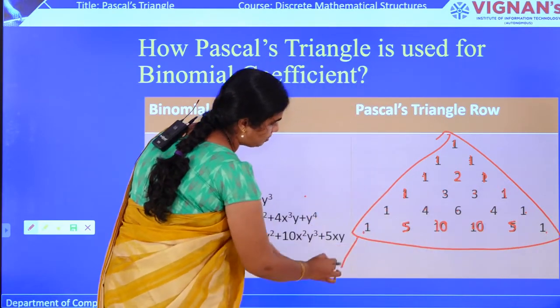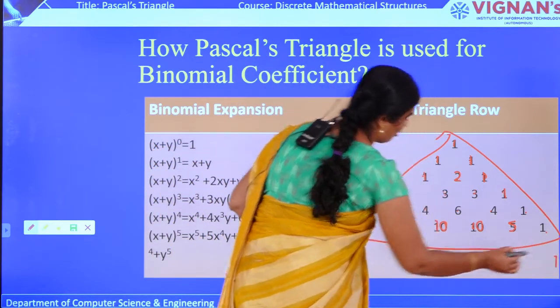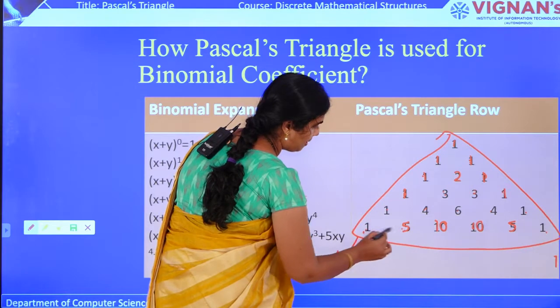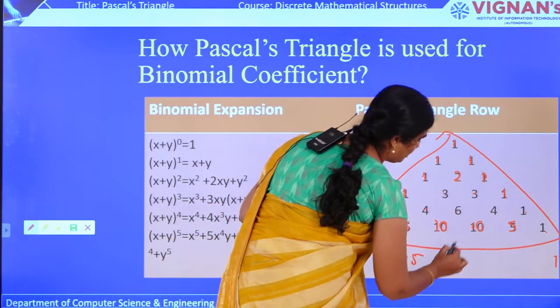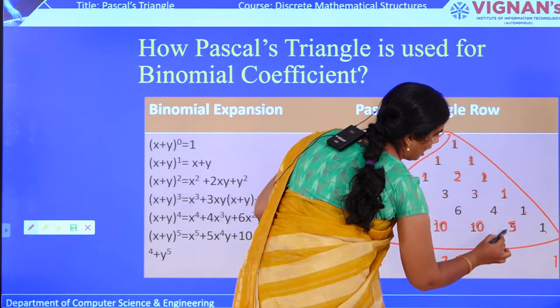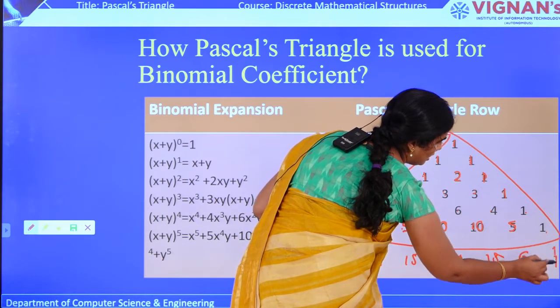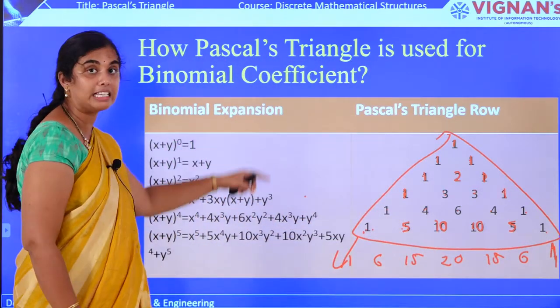Similarly, this can be expanded further. Here this 1 will be brought down, and here this 1 will be brought down. 1 plus 5 will give you 6, 5 plus 10 will give you 15, 10 plus 10 will give you 20, 10 plus 5 will give you 15, and 5 plus 1 will give you 6, and then 1. So, this is the way in which the Pascal triangle can be expanded.